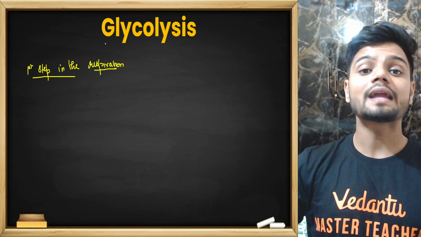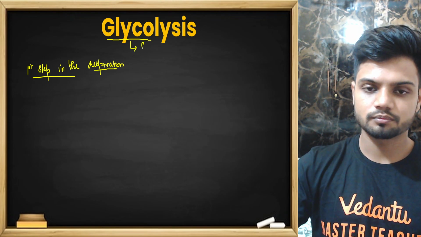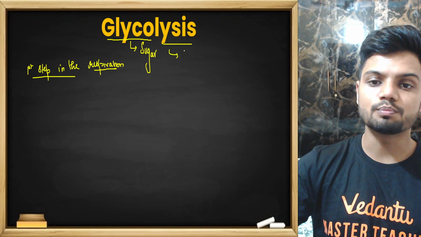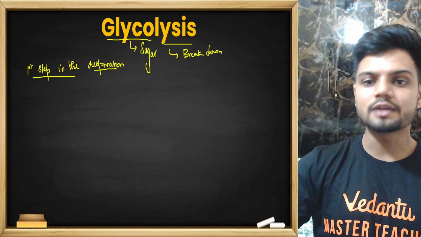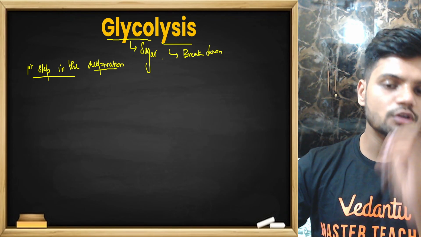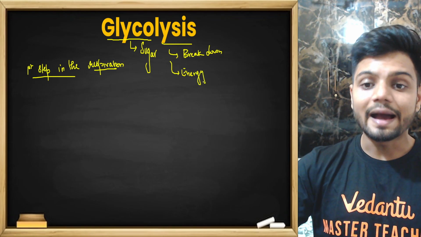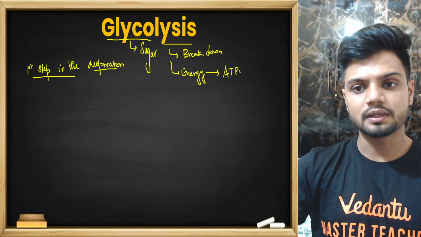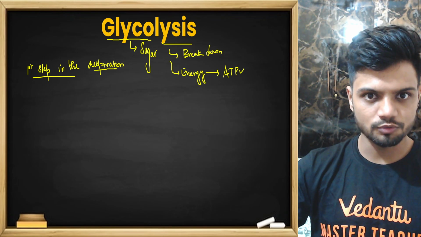Now, what is the meaning of glycolysis? Glyco means sugar, and lysis means to break down. So what is glycolysis? Breaking of sugar is called glycolysis. And this breaking of sugar can produce energy, and this energy can be stored in the form of ATP, adenosine triphosphate. Clear, all of you?